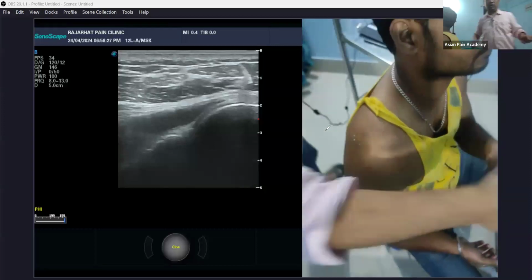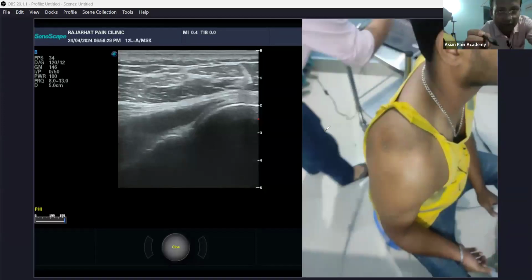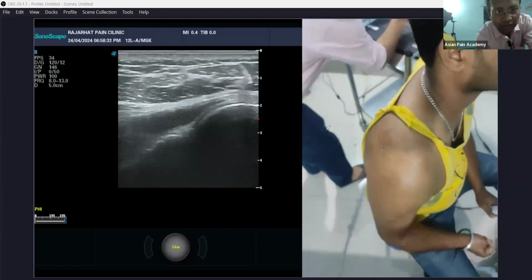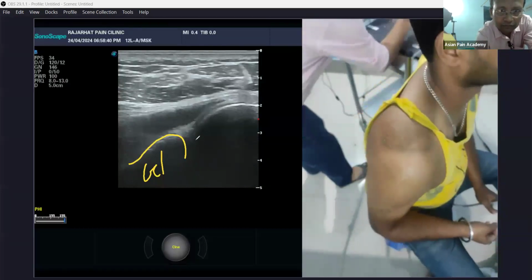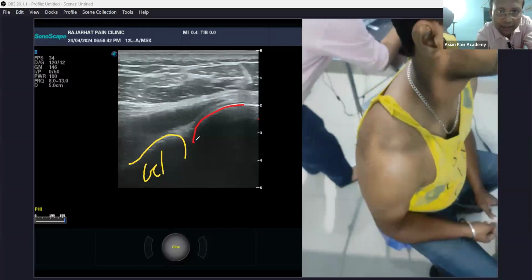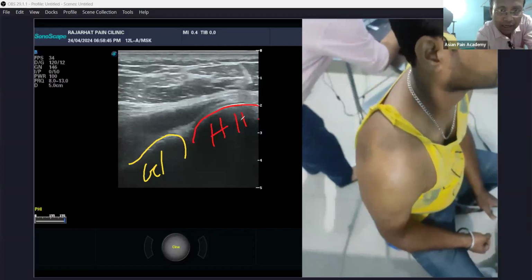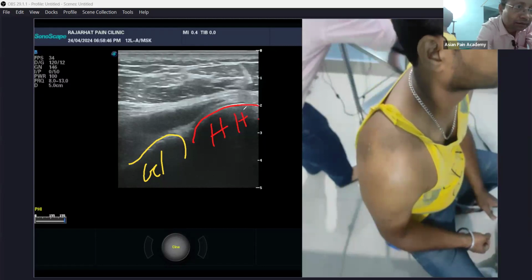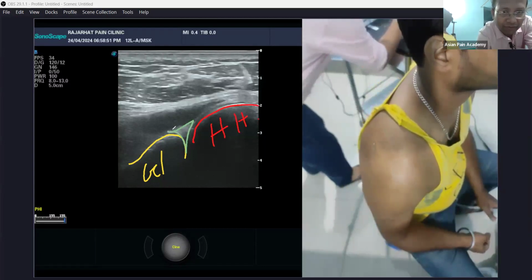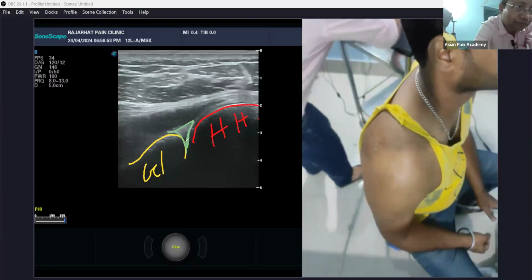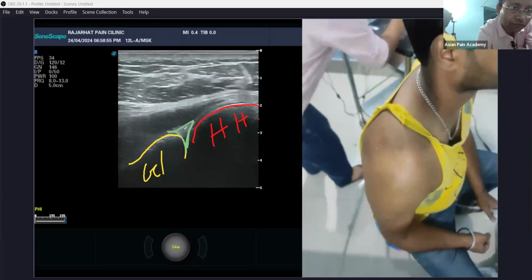Okay, so we are seeing the glenohumeral joint from the posterior side. This is the glenoid, and this is the humerus, the humeral head. This is the glenoid labrum, fibrocartilage. Okay, labrum.